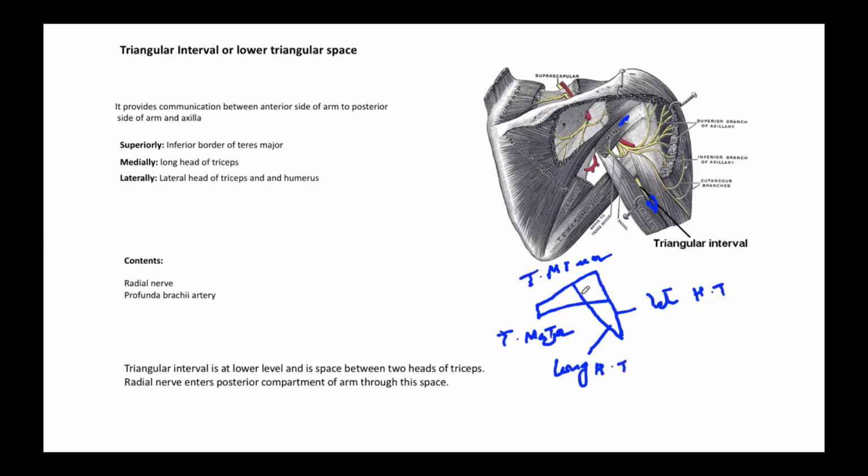So we can see there are three spaces, three compartments. This one is quadrangular in shape, so it is called the quadrangular space, and these are its boundaries. Teres minor is above, teres major below, laterally is the lateral head of triceps, and medially is the long head of triceps, and it transmits the posterior branch of the axillary nerve and the posterior circumflex artery.